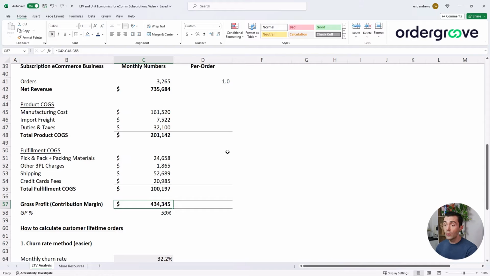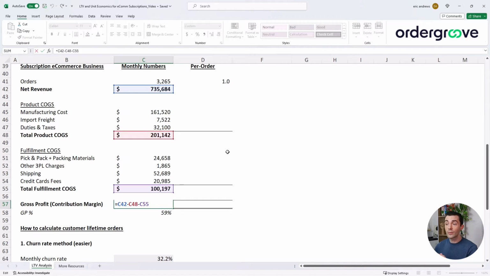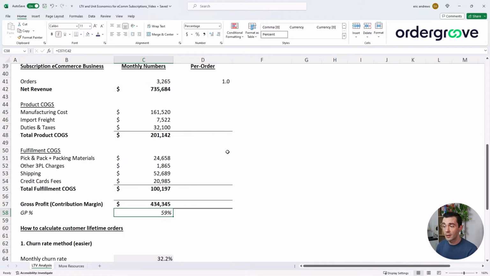So your total gross profit is your revenue minus your product COGS minus your fulfillment COGS, and we're saying that's $434,000. By the way, if you're working in e-commerce, a lot of times people refer to the gross profit as your contribution margin. If you hear that, just know that you're referring to the same concept. And in our case study, we're saying that the gross profit is 59% of revenue.